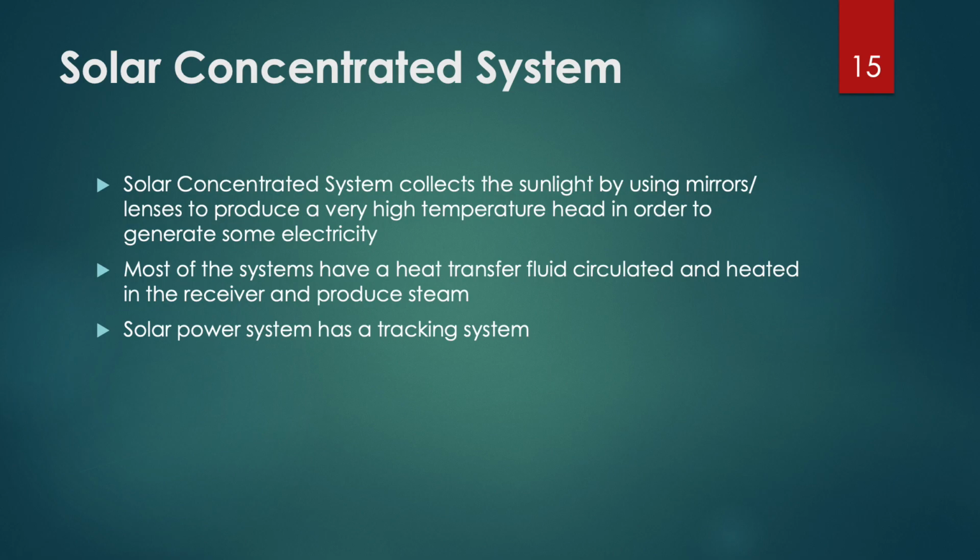Also, a solar power system has a tracking system to ensure that the receiver receives high sunlight throughout the day as the sun keeps changing positions in the sky. The thermal energy concentrated in a solar concentrated system plant can be used to produce electricity, and it can also be stored to use during the day and night.